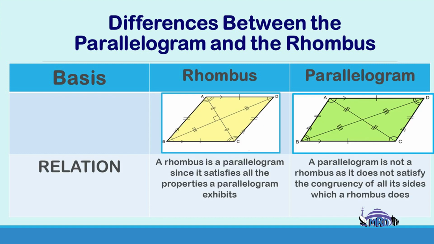And the final property, the relation. A rhombus is a parallelogram since it satisfies all the properties a parallelogram exhibits. However, a parallelogram is not a rhombus as it does not satisfy the congruency of all its sides, which a rhombus does.